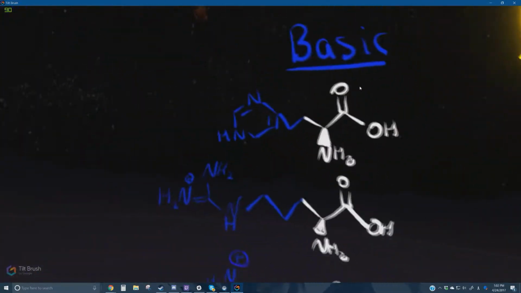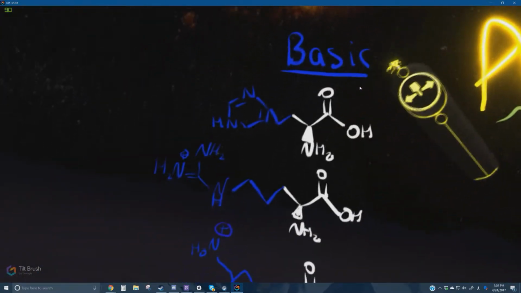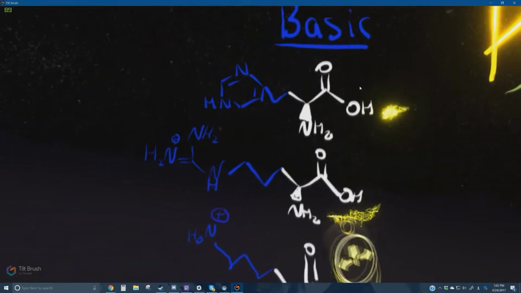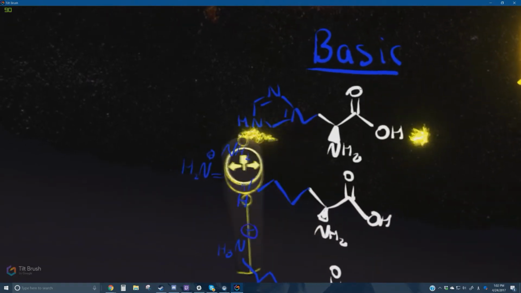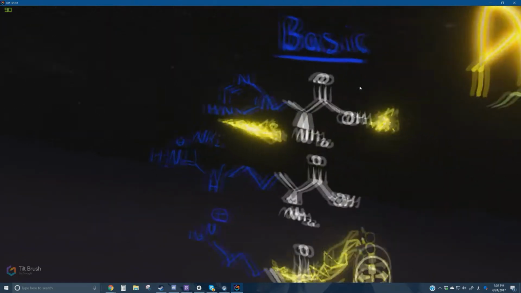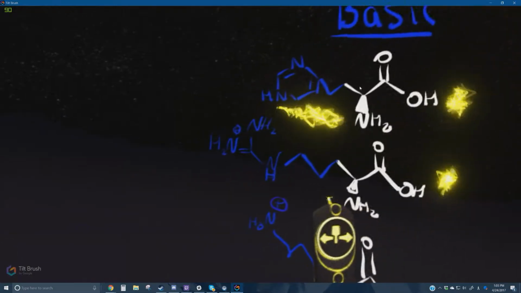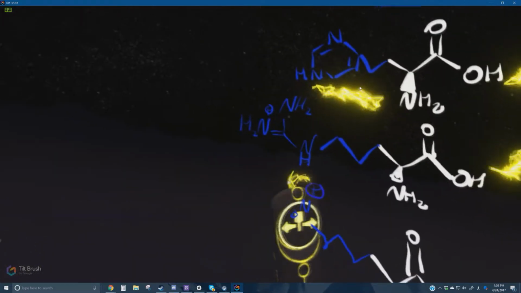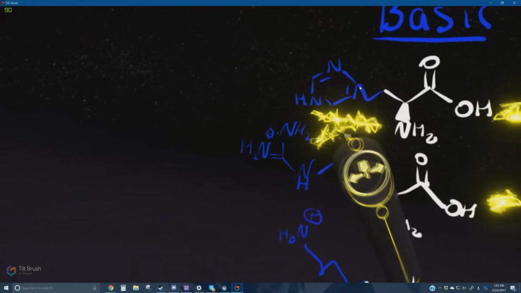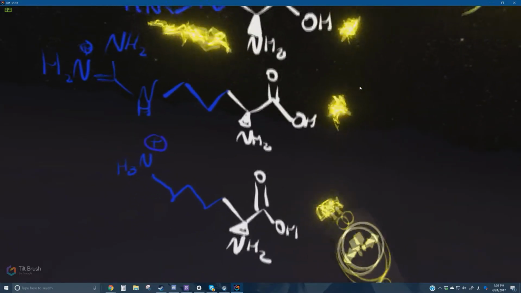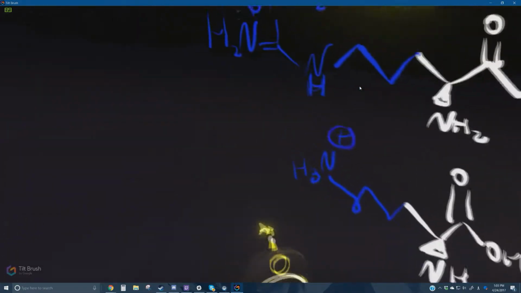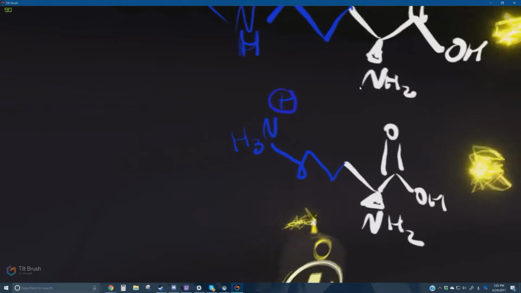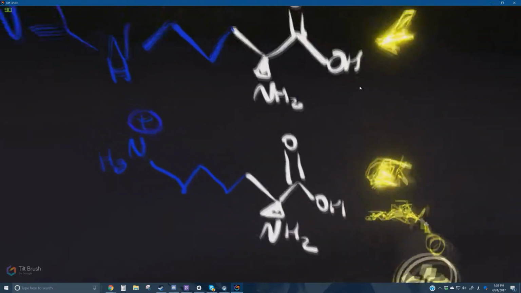Next up, we have the basic positively polar amino acids that have very different R groups. The first one is histidine with a cyclic group and 2 nitrogens attached to it. The second one is arginine, and I remember this because it is the only amino acid with 3 nitrogens in its R group. Lastly, we have lysine. It is a pretty long chain with an H3N at the end.